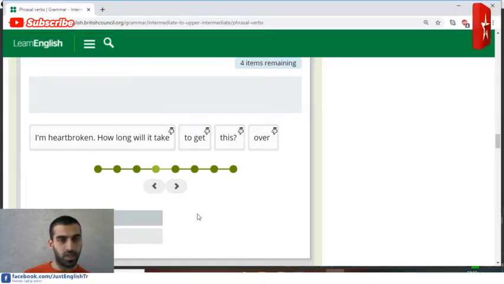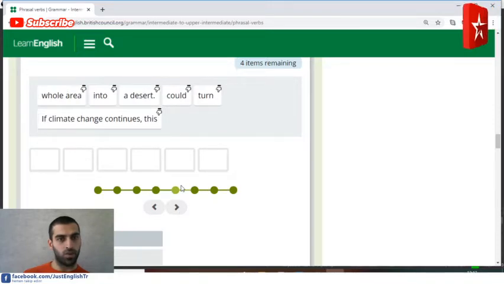All right, and next one, question number 5. The rest of them we should complete. We should make them in a correct order. Whole area into a desert could turn if climate change continues this. So, how can we make it in a correct order? Can you tell me the correct answer, please? Whole area into desert could turn if climate change continues.